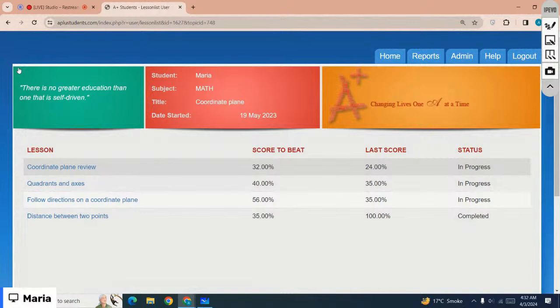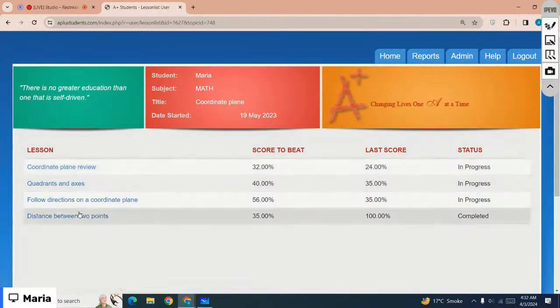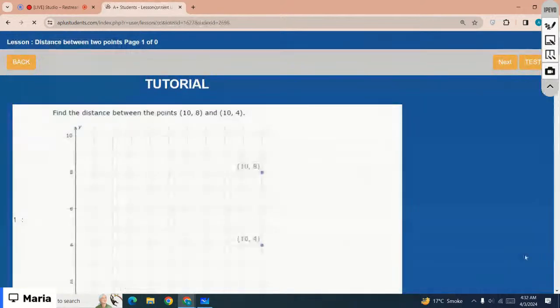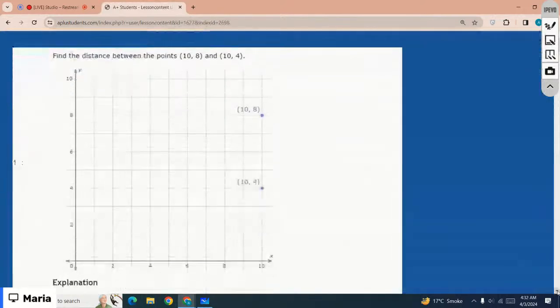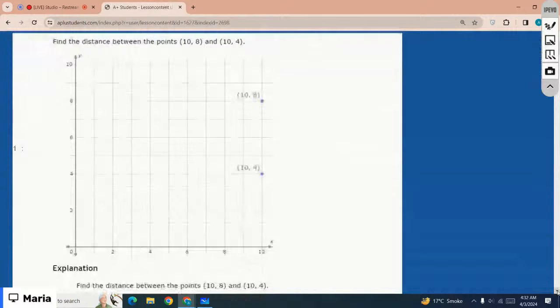The next lesson is distance between 2 points. Let's just start with the next lesson. We're going to learn how to calculate the distance when you are given 2 points on the coordinate plane. So just look at the example. Find the distance between (10, 8) and (10, 4), right?